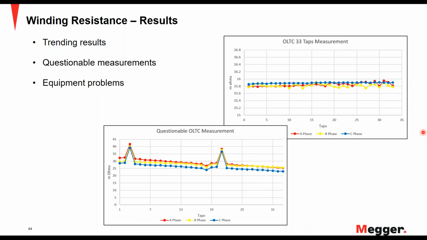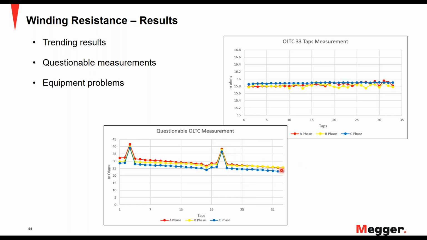Now, an important aspect is to have a graphical representation so that you can pick up any issues that might be occurring. Now, this becomes especially important when you have an OLTC measurement. So at the top right of the screen, you can see that an OLTC has been used to make winding resistance measurements across 33 taps. So you can have a very stable measurement that's within acceptance criteria, whereas on the bottom center of your screen, you can see a couple of taps that have a slightly higher value of winding resistance.